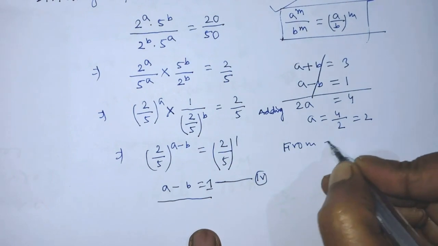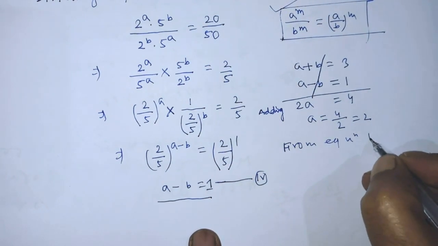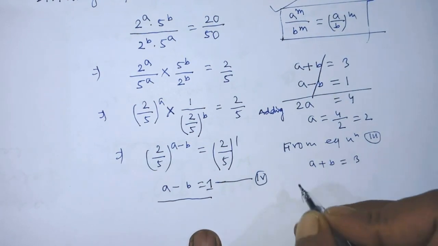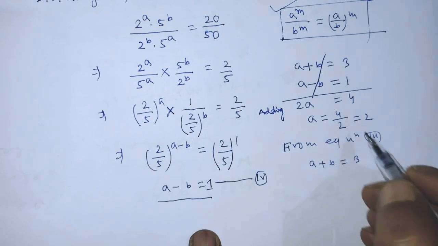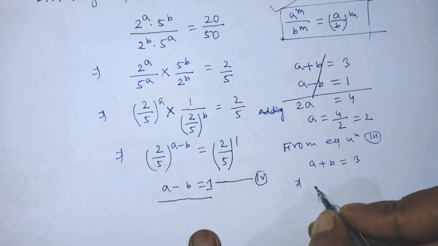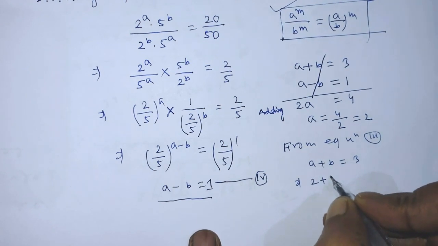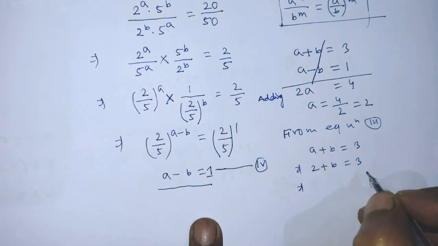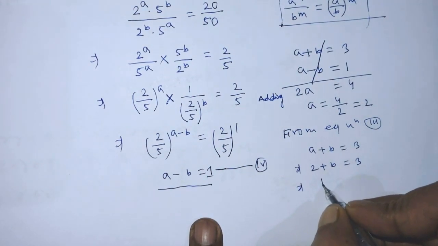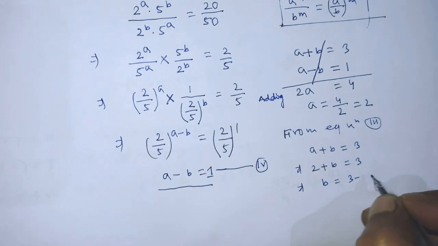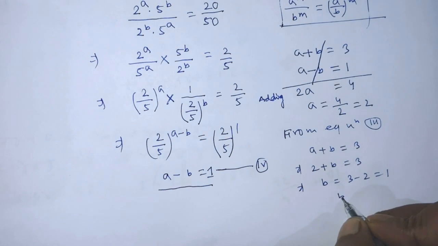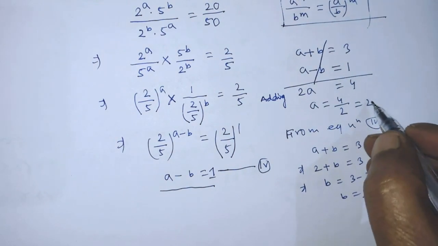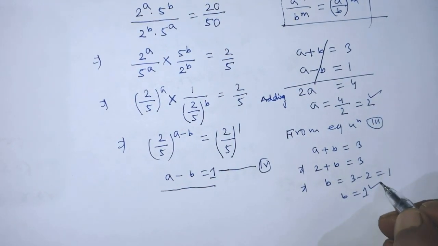From equation 3, a plus b is equal to 3, and we have to put the value of a in this equation. So now we can write 2 plus b is equal to 3. Now we have to transpose 2 from left hand side to right hand side. So b is equal to 3 minus 2, that is 1. So student, the value of b will be 1. So my dear student, the value of a is 2 and the value of b is 1.